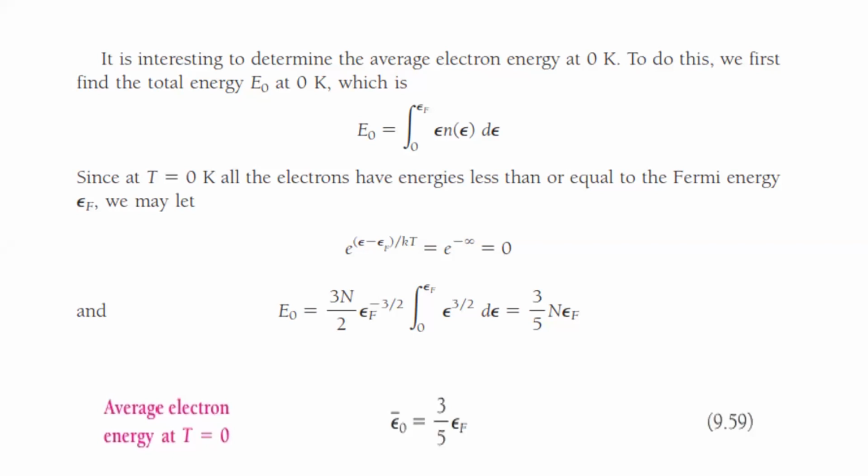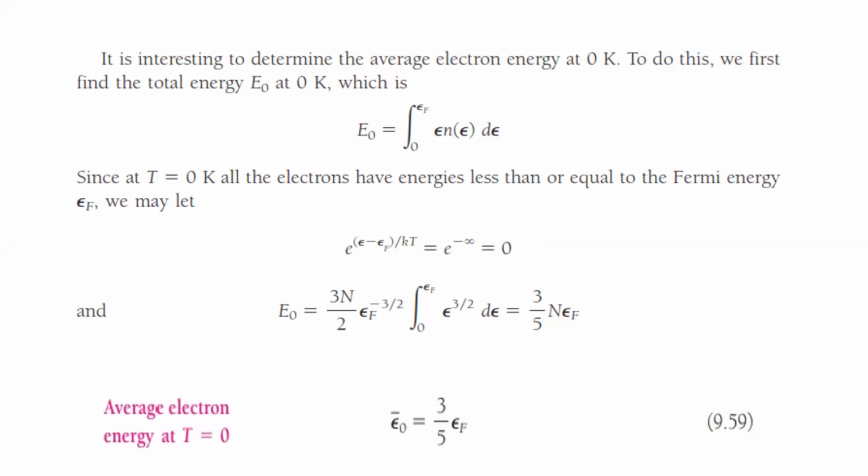So what was N(E)? N(E) is equal to G(E)F(E). What did we do for G(E)? We considered standing waves. What did we do for F(E)? We used the Fermi Dirac distribution. Therefore, the total energy that you're calculating now has incorporated those concepts. And through these concepts, we come to the value that the total energy at zero Kelvin is equal to 3/5 times N, the total number of electrons in a system, multiplied by the Fermi energy E_F.